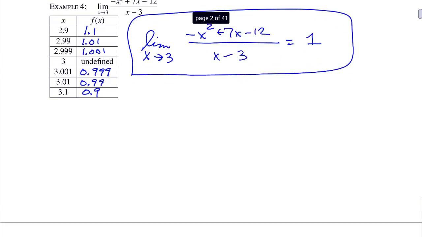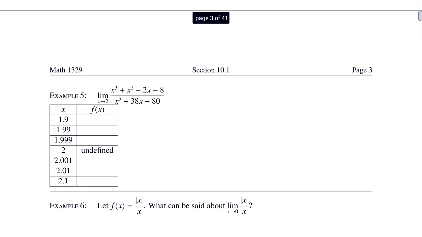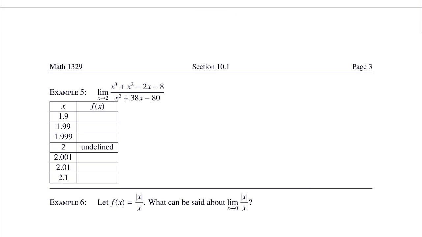All right. And let's look at example 5. I got 0.3176, 0.3318, 0.3317, 0.3335, 0.3349, and 0.3494.